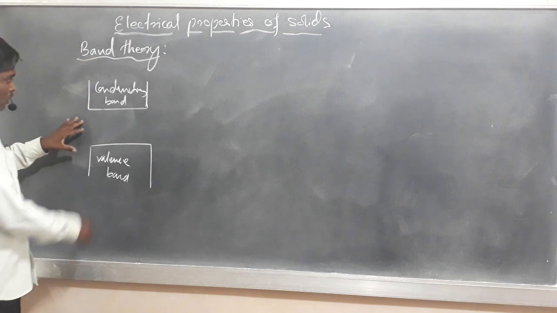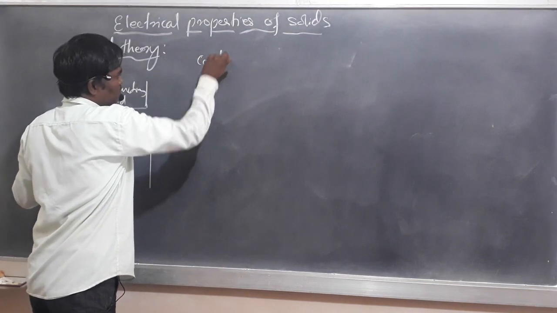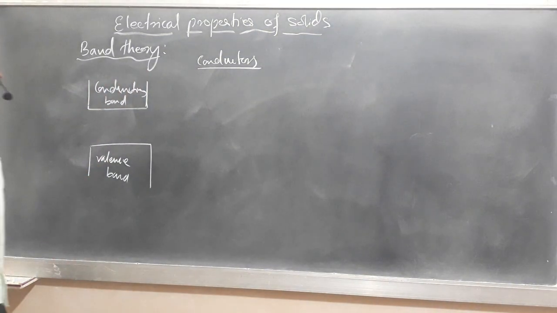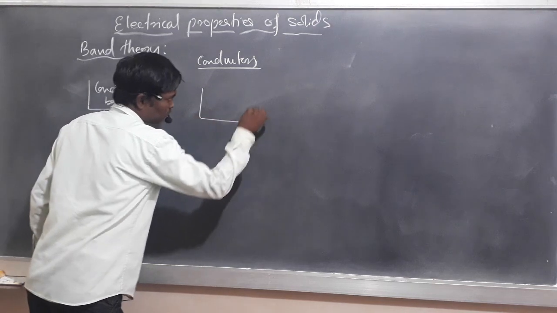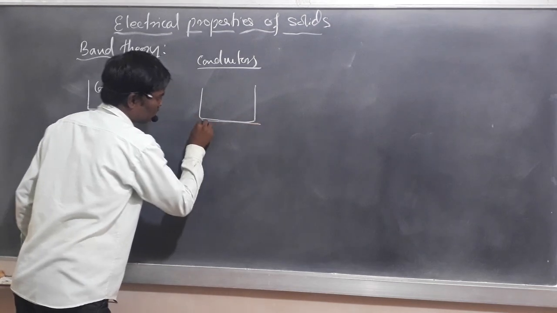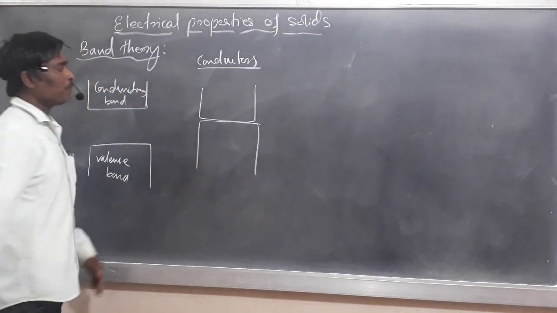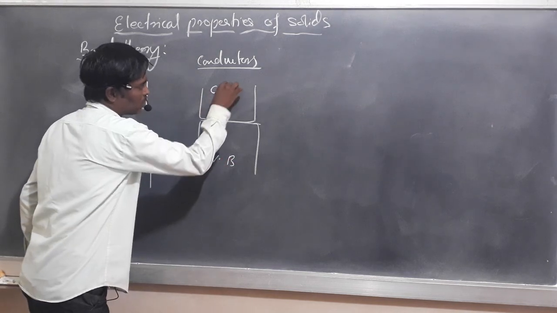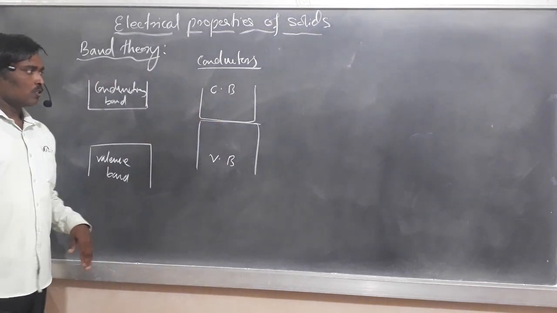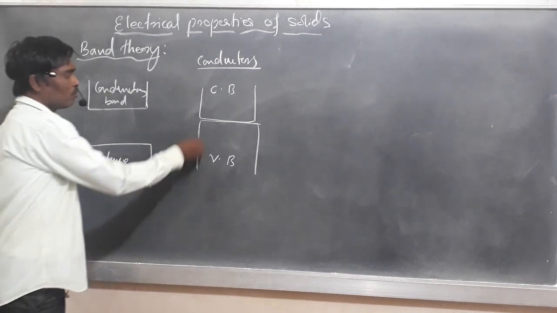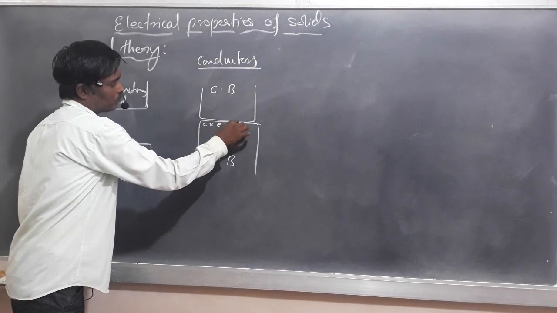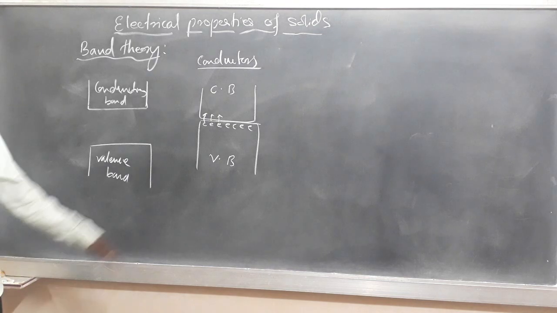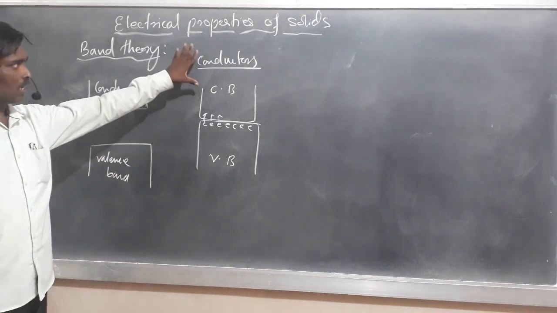What happens in conductors is that the valence band and the conduction band overlap. There is no gap between the valence band and the conduction band. So it is very easy for an electron to jump from the valence band into the conduction band, and they carry the current. That's why they conduct electricity.